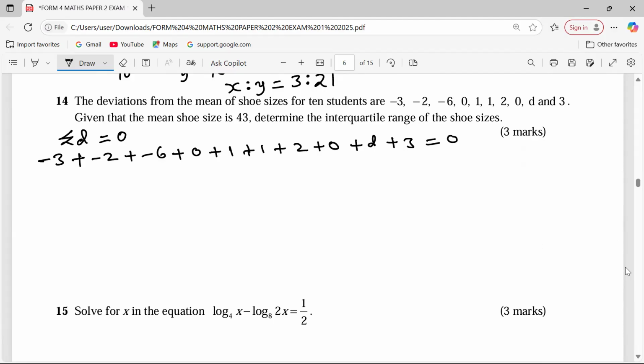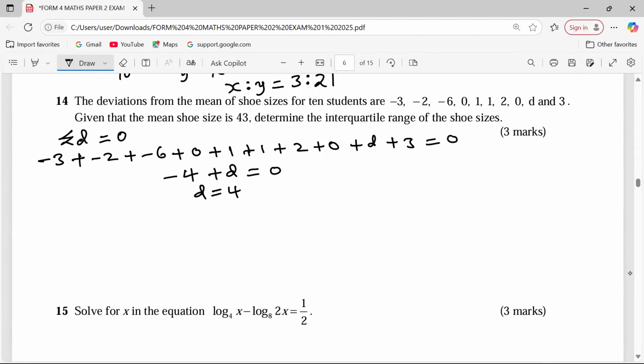-3, -2, -6, then 0, then 1, then 1, then 2. And we are having again a 0 and a 3. So I'm getting -4 plus D equals to 0, meaning that the value of D equals to 4.